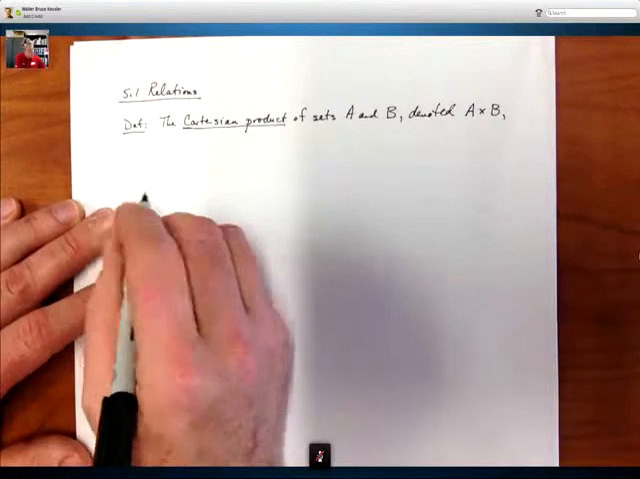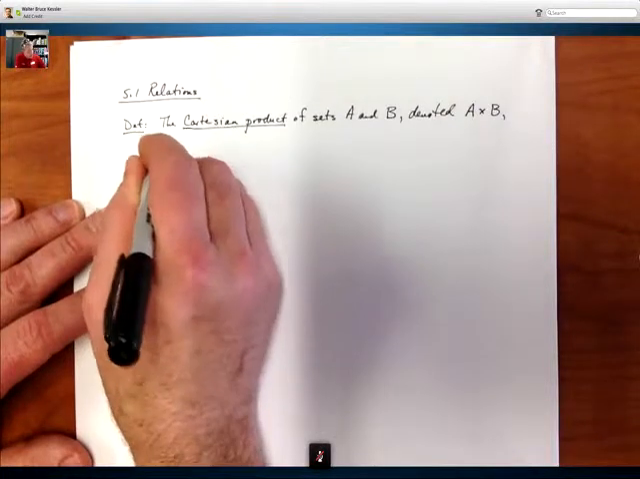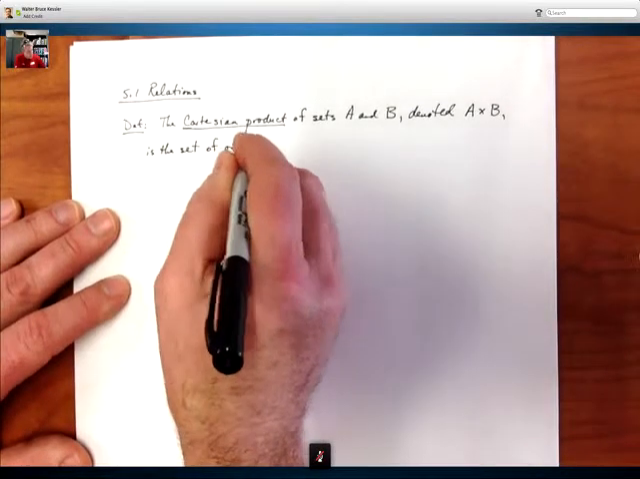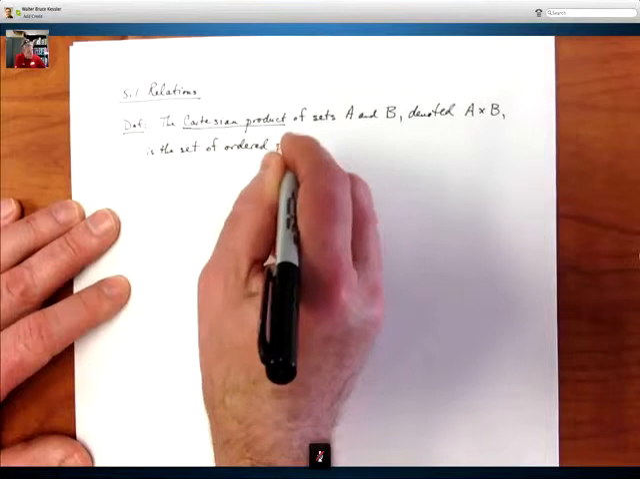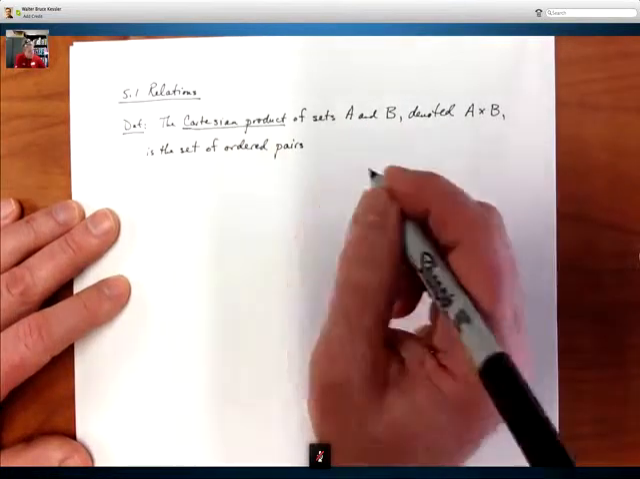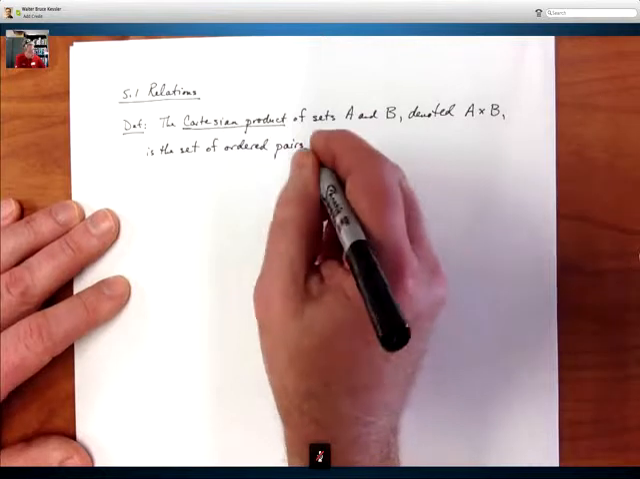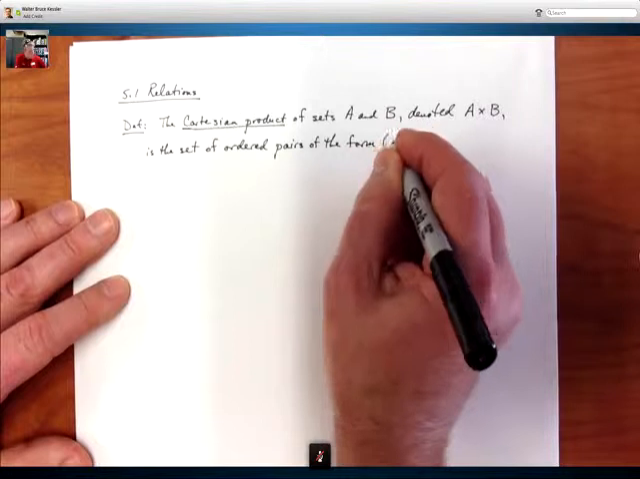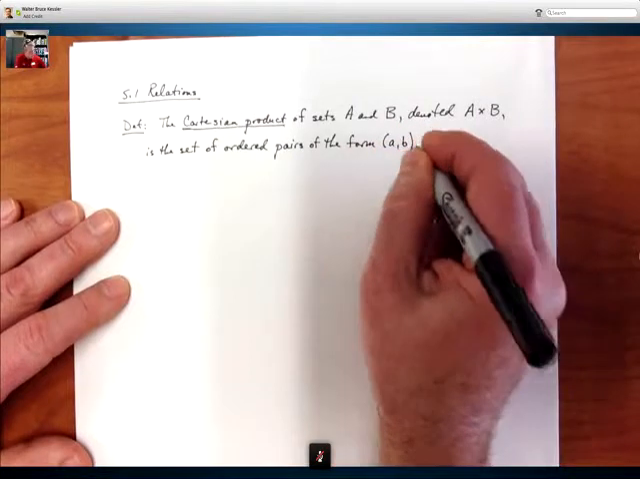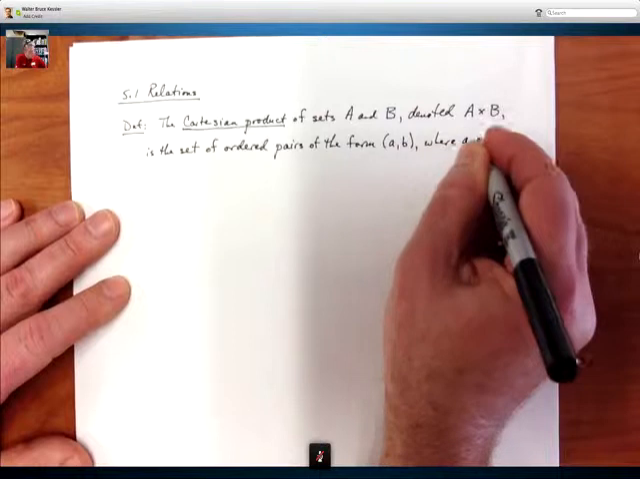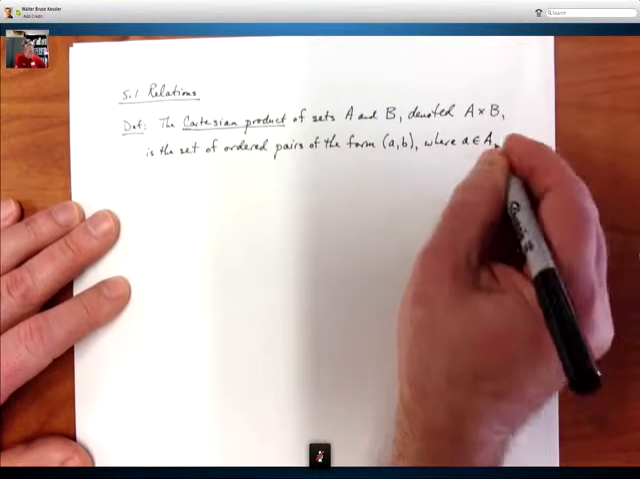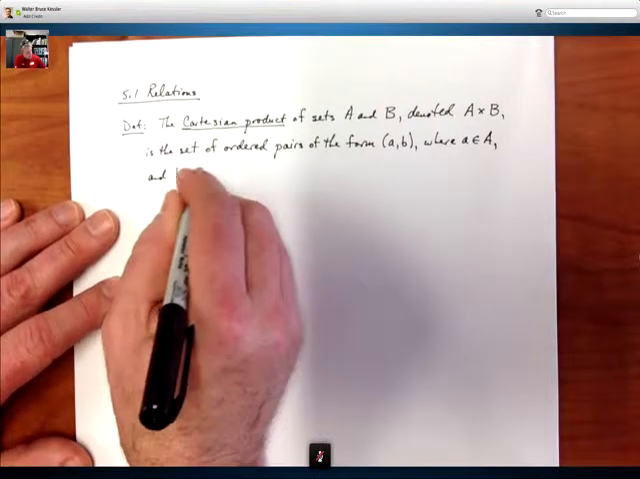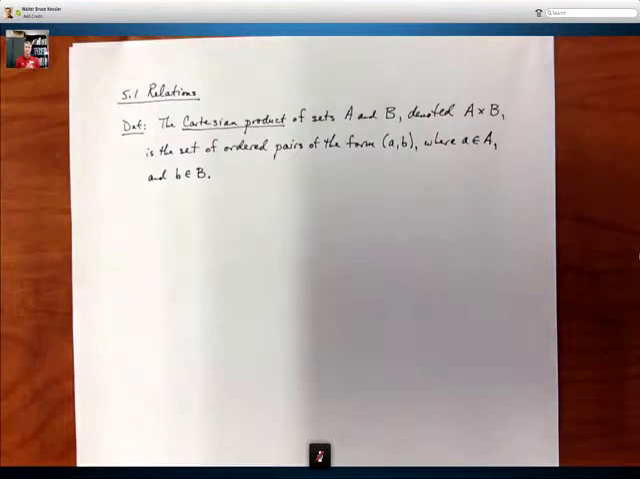The Cartesian product of sets, denoted like that, is the set of ordered pairs of the form (a, b), where a is an element of the set A and little b is an element of the set B. Okay?